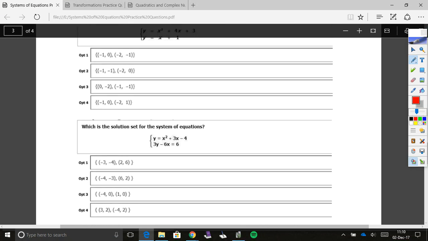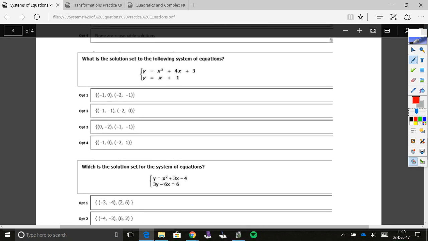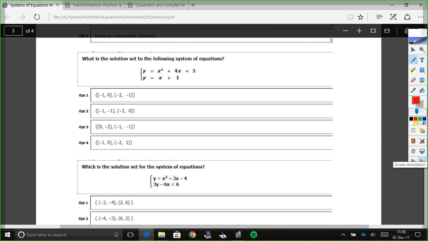All right. Now things get a little bit tricky. We're going to use elimination on this. Again, if you have a graphing calculator, this would come in handy. It's going to be much faster. But if you don't have a graphing calculator, let's go ahead and work this one out. So we have y equals x squared plus 4x plus 3, and then y equals x plus 1. And we need to solve this.